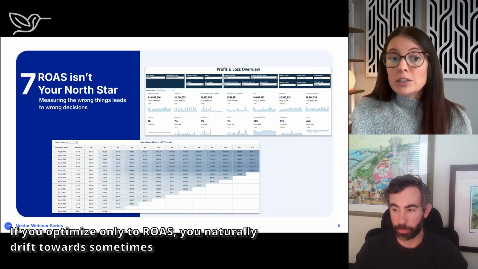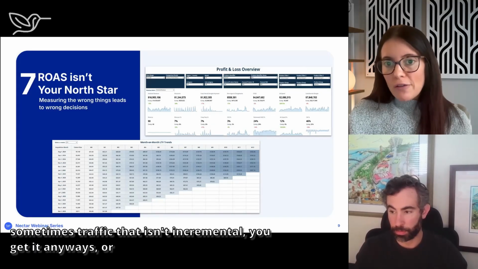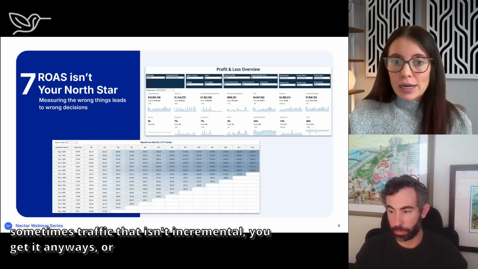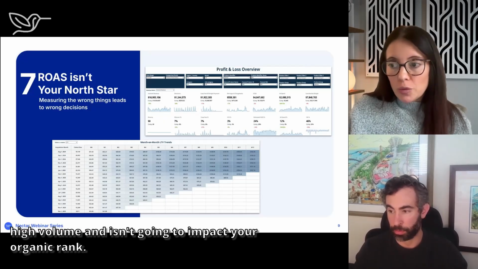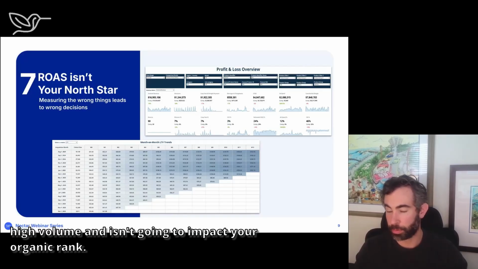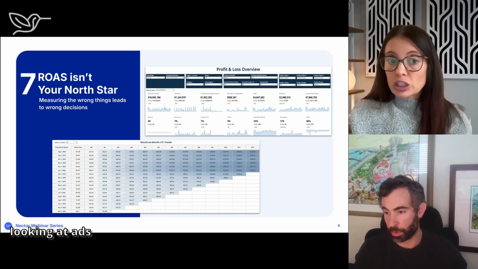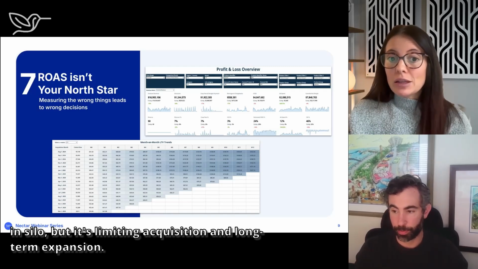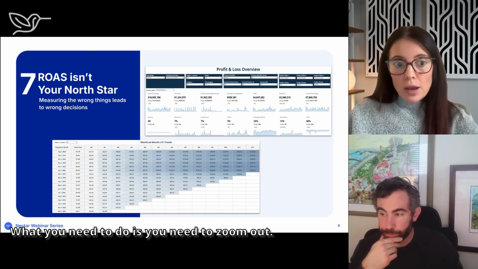If you optimize only to ROAS, you naturally drift towards sometimes branded traffic, but sometimes traffic that isn't incremental, you'd get it anyways, or traffic that isn't high volume and isn't going to impact your organic rank. That can make performance look really strong on paper when you're just looking at ads in silo, but it's limiting acquisition and long-term expansion. So what you need to do is zoom out.